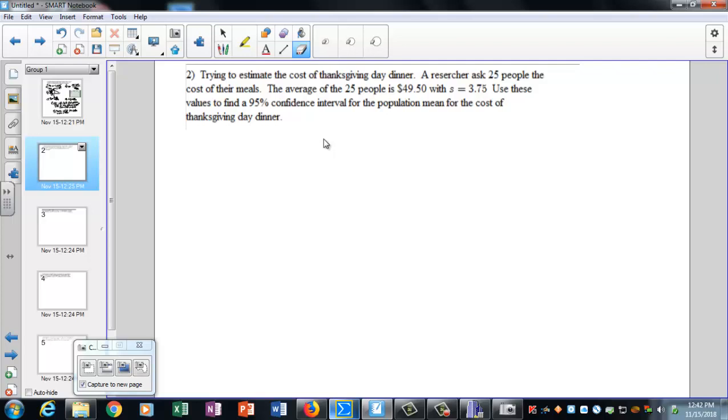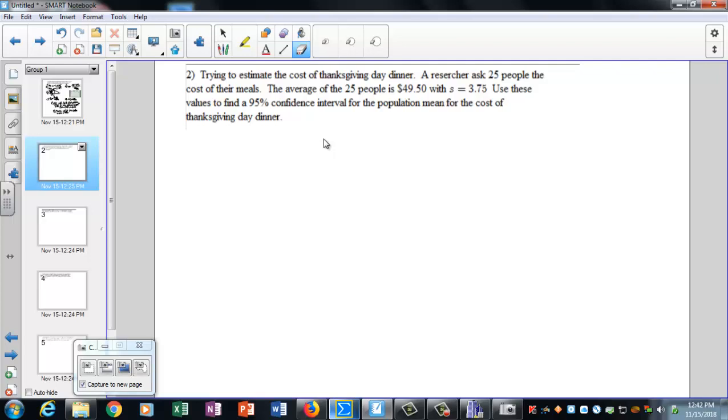If n is greater than 30, well, what's n? 25. So what does that mean? So you use a z-score? You use a t-score. I got them switched. I know, and you were doing so good. All right, so we're using the t-score for number 2, because n is less than 30 and sigma is not known, we know s. That is going to be a classic t-score problem.